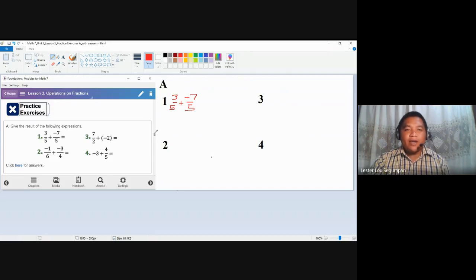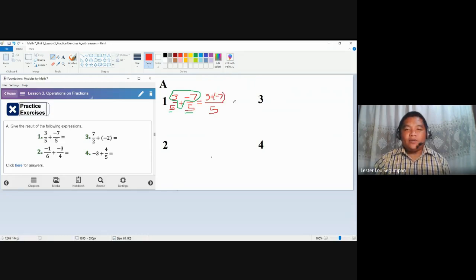Again, the structure of our fraction is that whatever you see in the top are called numerators, whatever you see in the bottom are denominators. For number 1, we have denominator 5, denominator 5. In short, these two are actually similar fractions. So when we deal with similar fractions, we simply copy the same denominator, do not add, just simply copy, and then we simply operate the numerators using the operation separated into fractions. So copying that, we have here 3 plus negative 7.